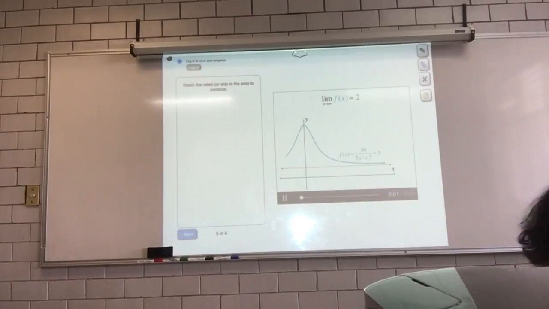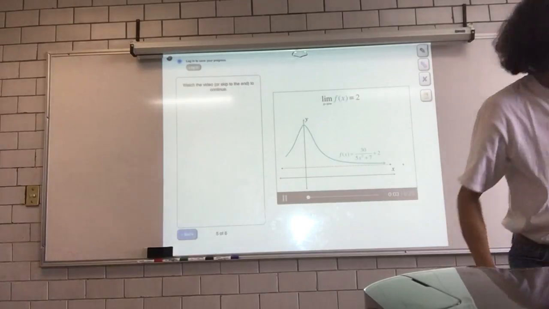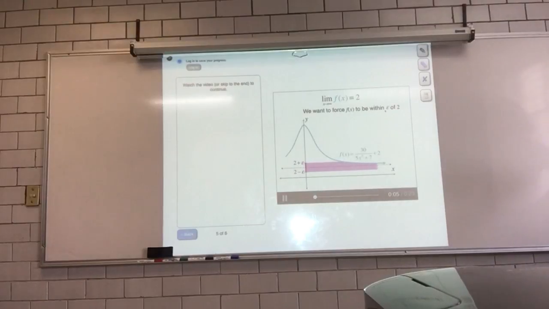Now let's try to figure this out more generally. Suppose we want to force f of x to be within epsilon of 2 by making x really big. So let's say that x has to be bigger than some number n. How big does n have to be? Remember, the closer we want to get to 2, the bigger x has to get. So n should depend on epsilon.